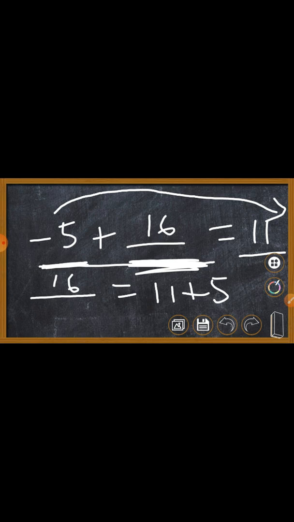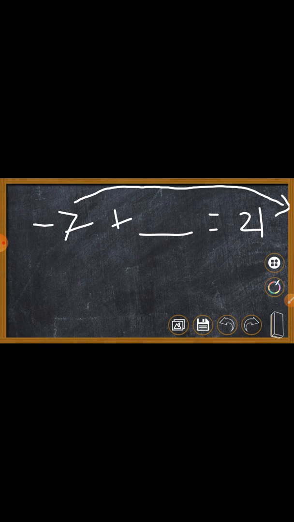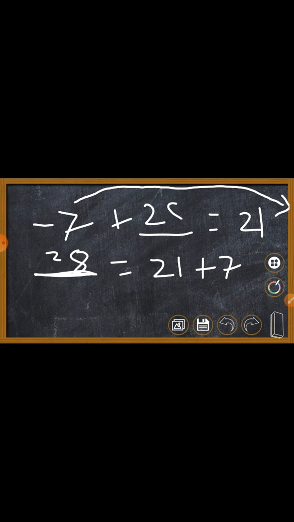Understood? Let us do another example. Minus 7 plus how much is equal to 21. So what will you do? You will send this minus 7 to the other side of the equal to. When minus 7 goes to the other side of the equal to, what does it become? It becomes plus 7. So you will write blank is equal to 21 plus 7, which is equal to 28. So you will write 28 over here.